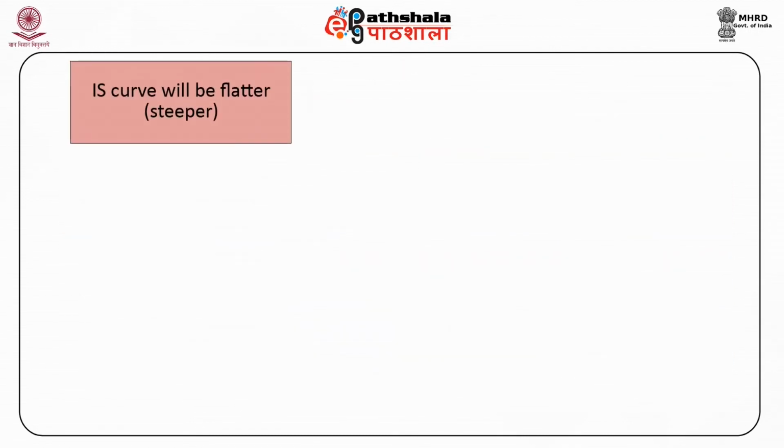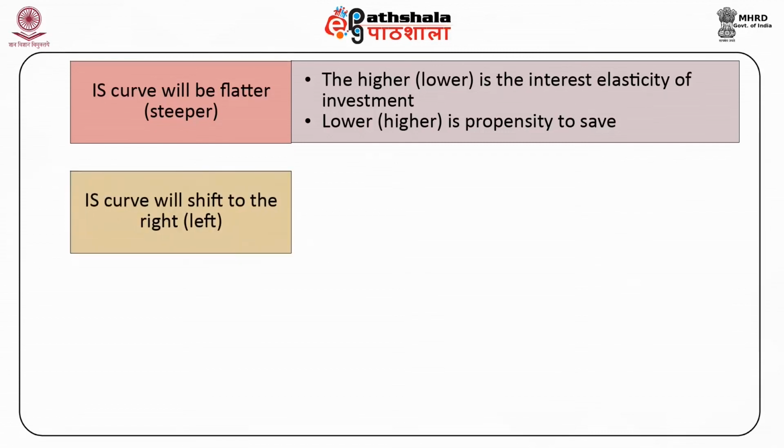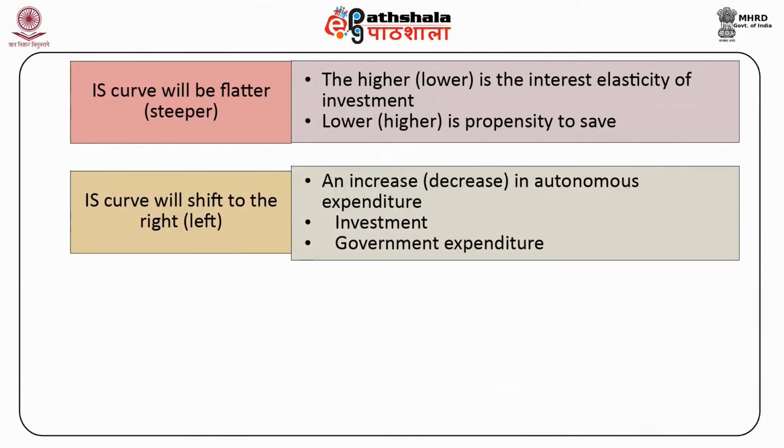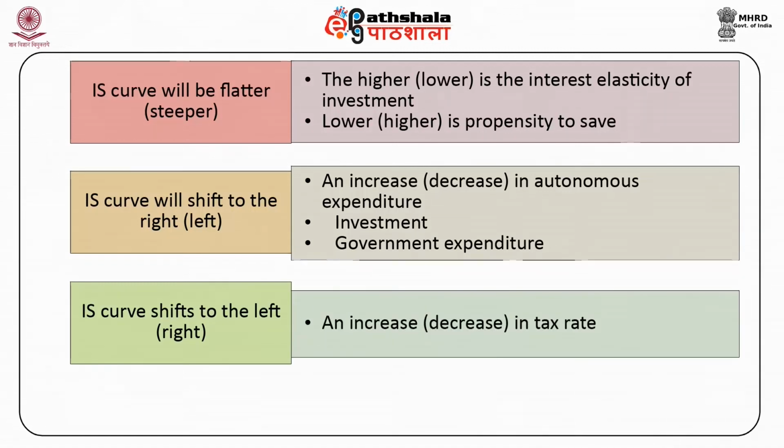The IS curve will be flatter the higher the interest elasticity of investment and the lower the propensity to save, and the IS curve will be steeper the lower the interest elasticity of investment and the higher the propensity to save. The IS curve will shift to the right when there is an increase in autonomous expenditure such as investment or government expenditure. The IS curve shifts to the left as there is an increase in the tax rate.